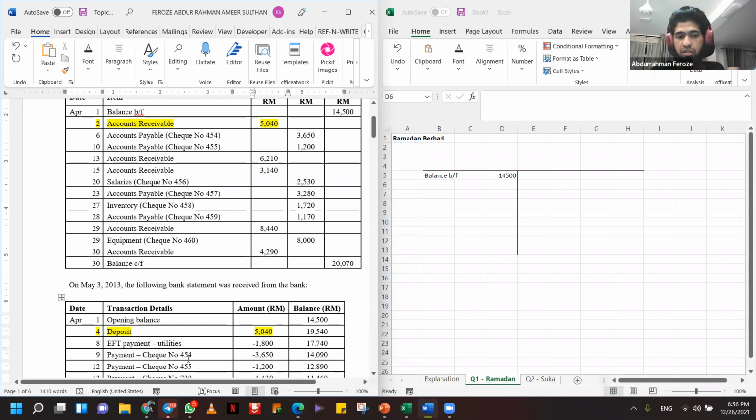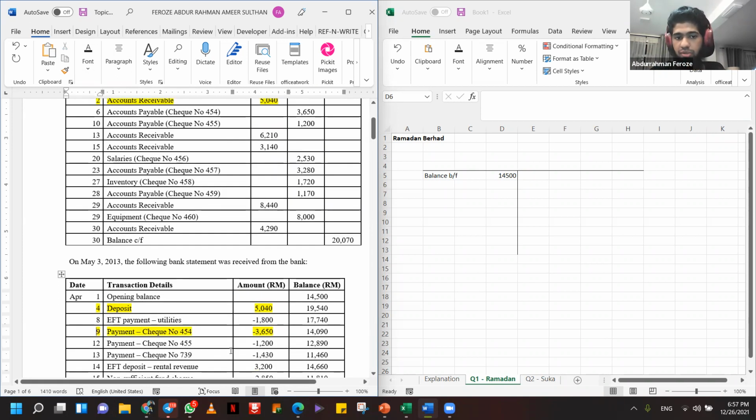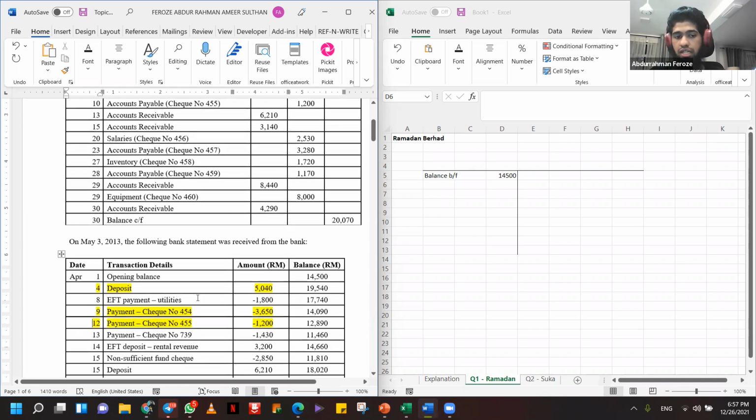Then we have a payment, check 454, which is a payment of 3,650, which is there, right? So that is there in the cash book. We highlight that. And then we have the payment for check 455. This is also there, so we highlight that. And then we have payment check 739. This is not there in the cash book, right? So we don't need to highlight that.